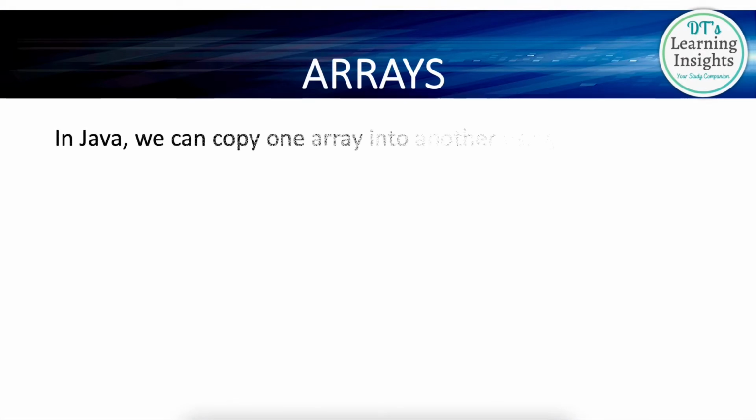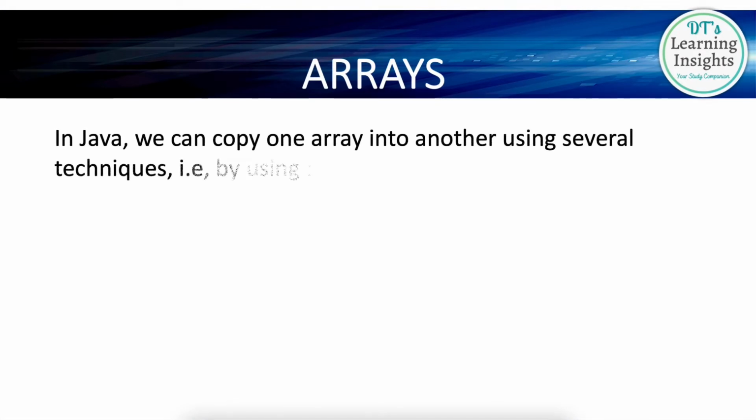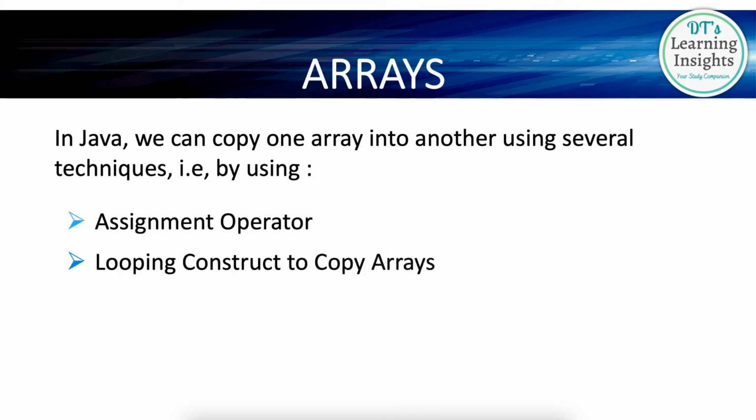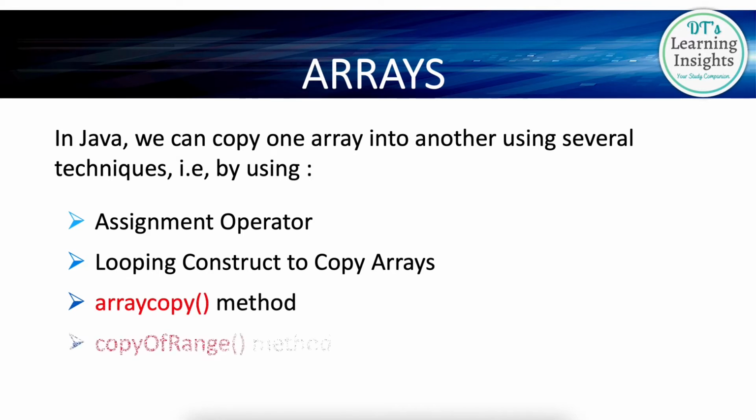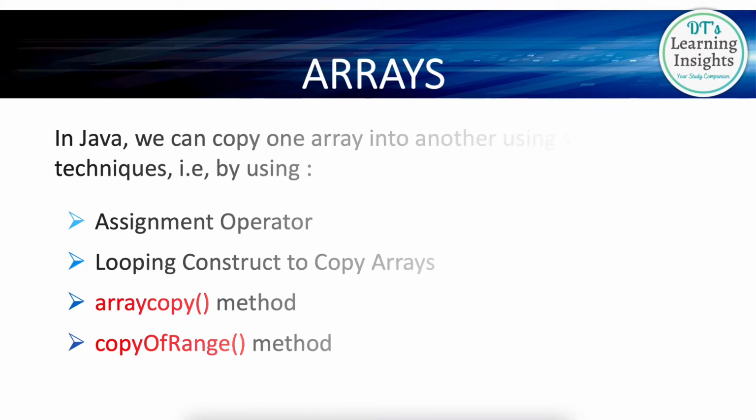In Java, we can copy one array into another using several techniques. It can be done using the assignment operator, by using a looping construct to copy arrays, using the arraycopy method, and by using the copyOfRange method. We'll see how they are done using some examples.